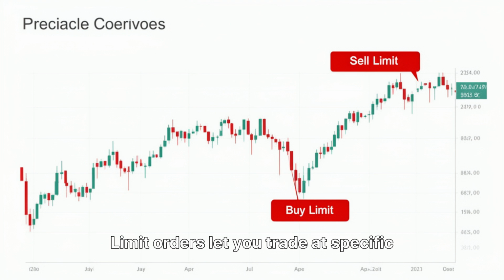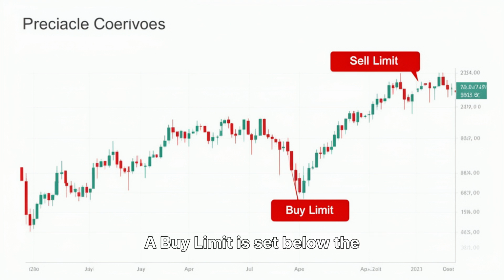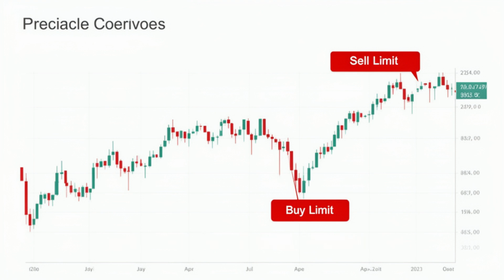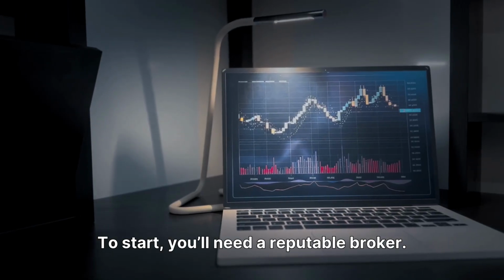Limit orders let you trade at specific prices. A buy limit is set below the current price to buy the dip, while a sell limit is set above to sell the rally. To start, you'll need a reputable broker.